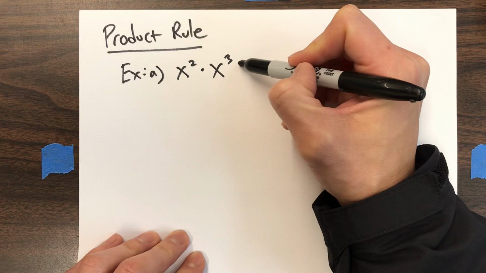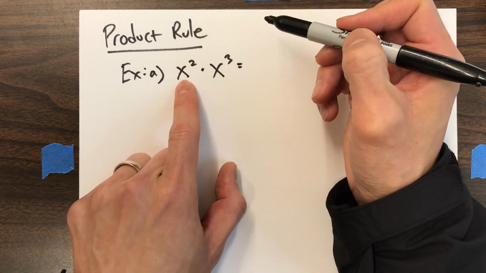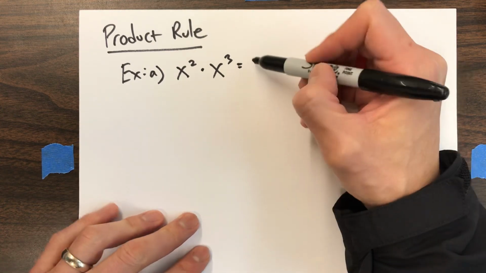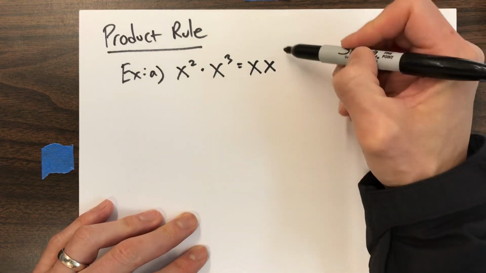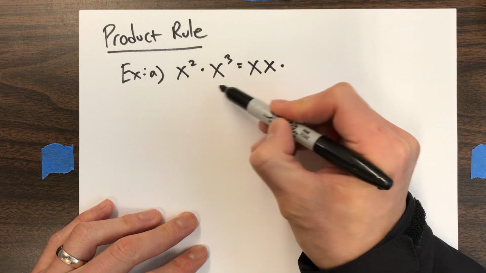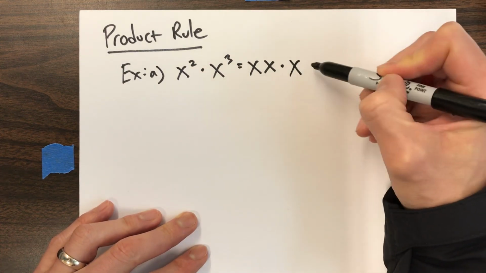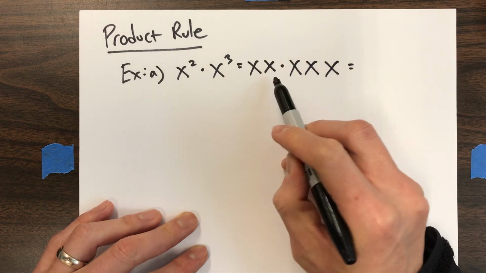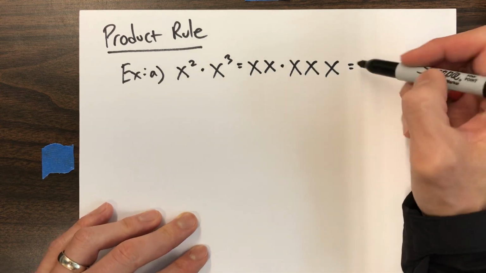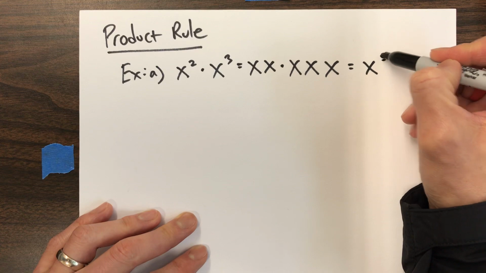Okay? Now remember, this x squared, what that means is x times x times, there's 3 x's right here. So it's x, x, x. So now the total, there's 2 right here, there's 3 right there, so this would be x to the 5th power.